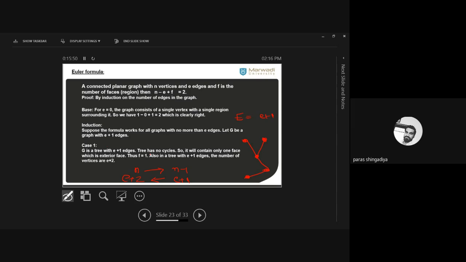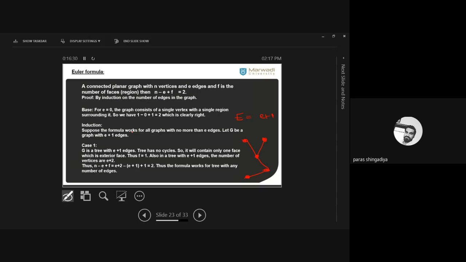N means the e plus 2 quantity. F is equal to 1. E means the e plus 1 quantity. Okay, so now let's verify whether we can get 2 or not. So here n minus e plus f. N means number of vertices. How many vertices in this graph? E plus 2 vertices. Okay. How many edges have we considered at the starting? G is a graph with e plus 1 edges. So how many edges do we have? E plus 1. Okay. N minus e, so e plus 2 minus of e plus 1, and plus 1.